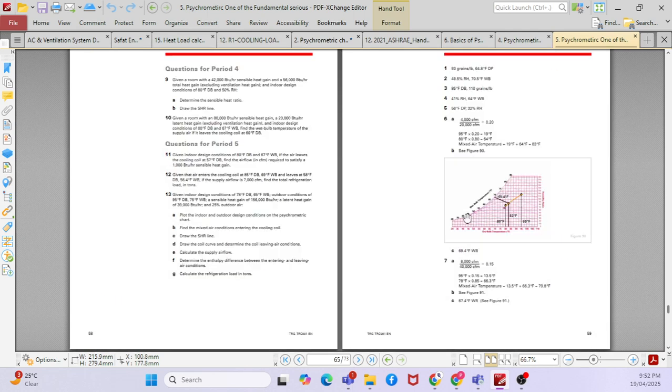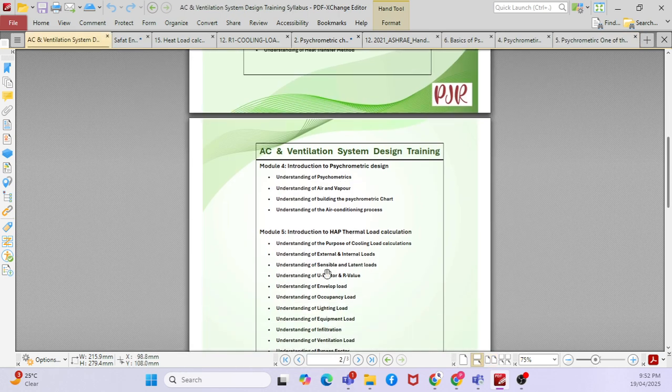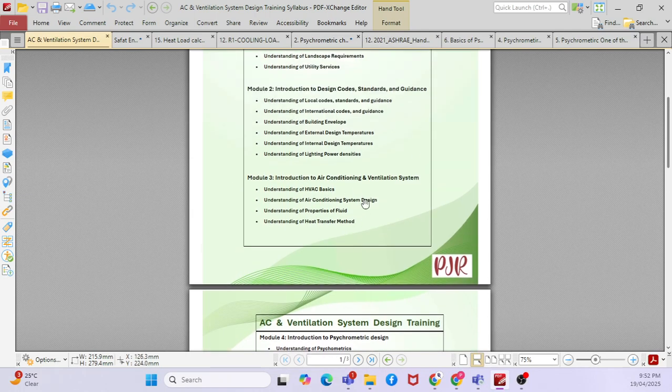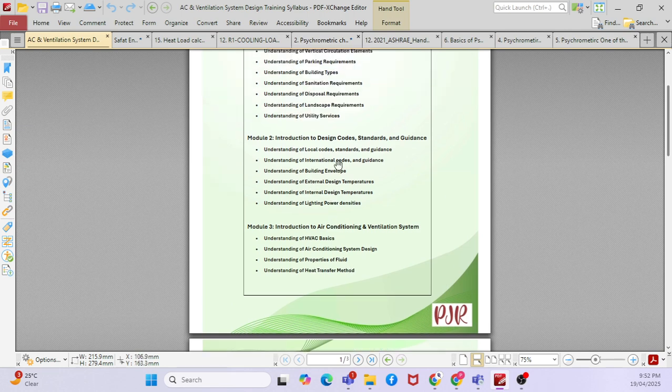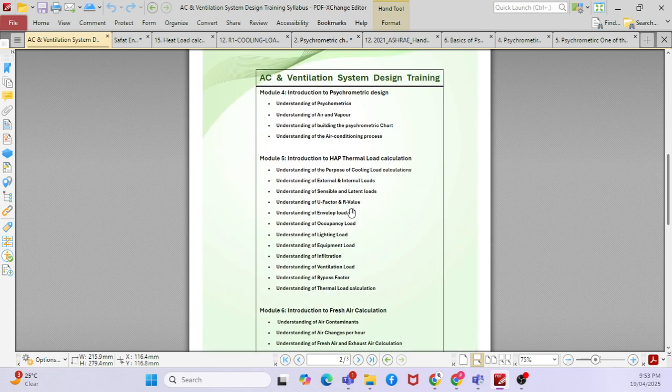So if you know all these basics, like if you go to the syllabus, as I said, to do the thermal load calculation, you are going to understand the psychrometric chart. You are going to understand the fluid properties like conduction, convection, radiation, the basics. Then what about building envelope, design temperature? What is the internal design temperature? What are the lighting power densities? Right? So you will start practicing your HAP calculation from your side.